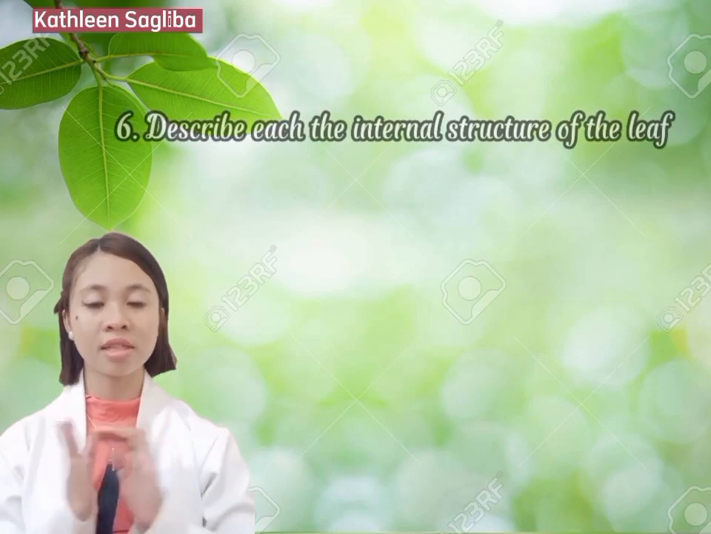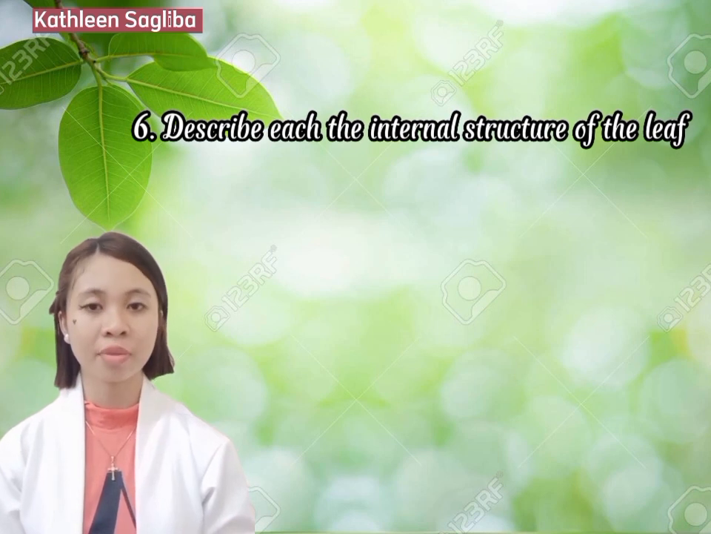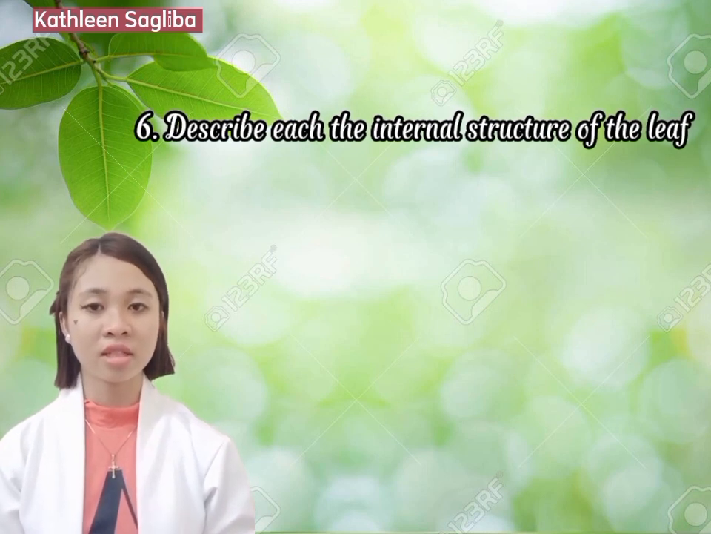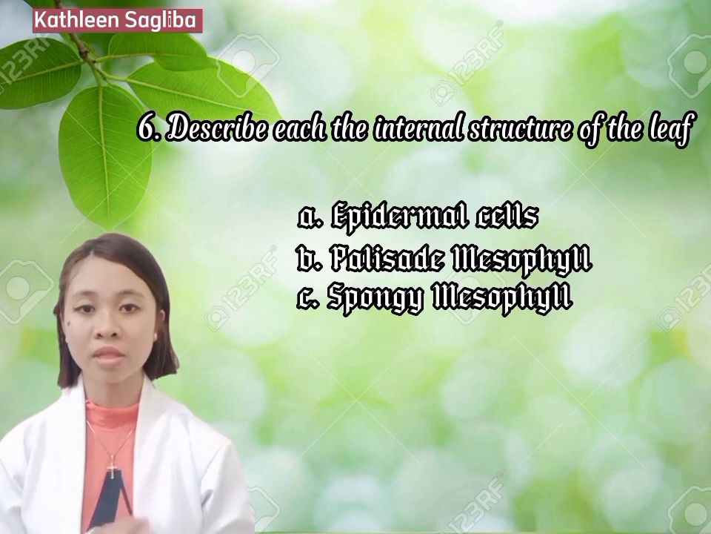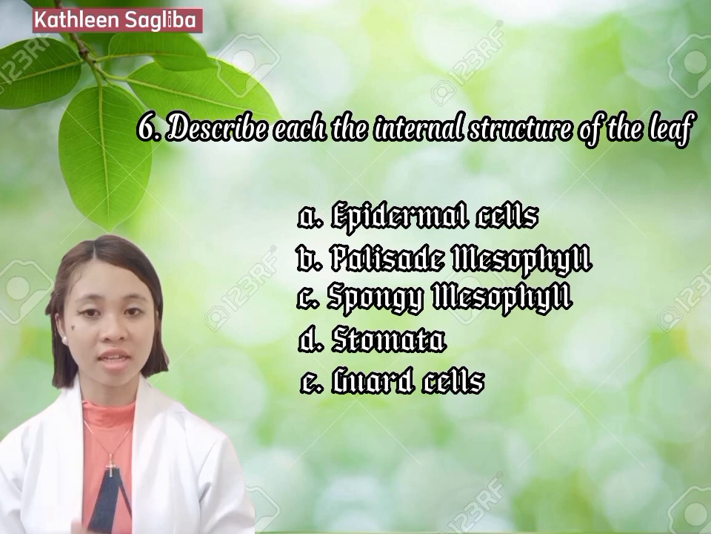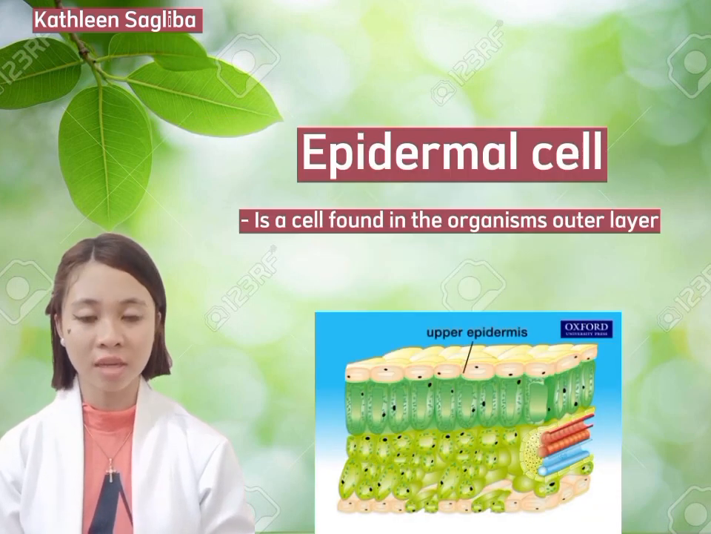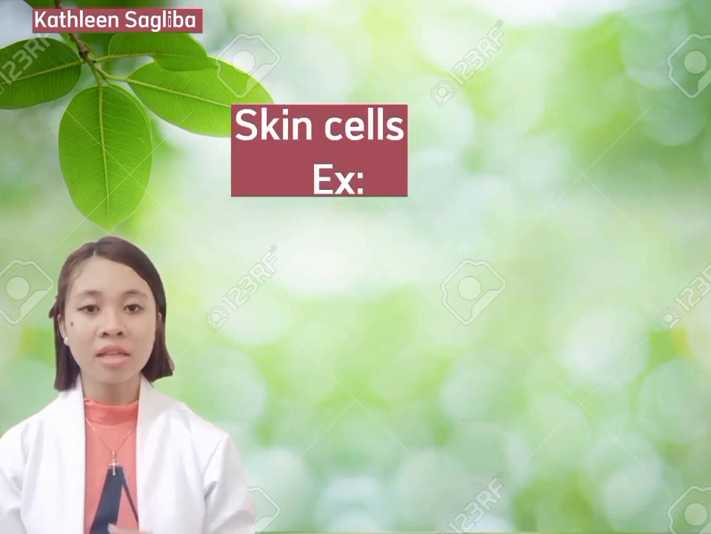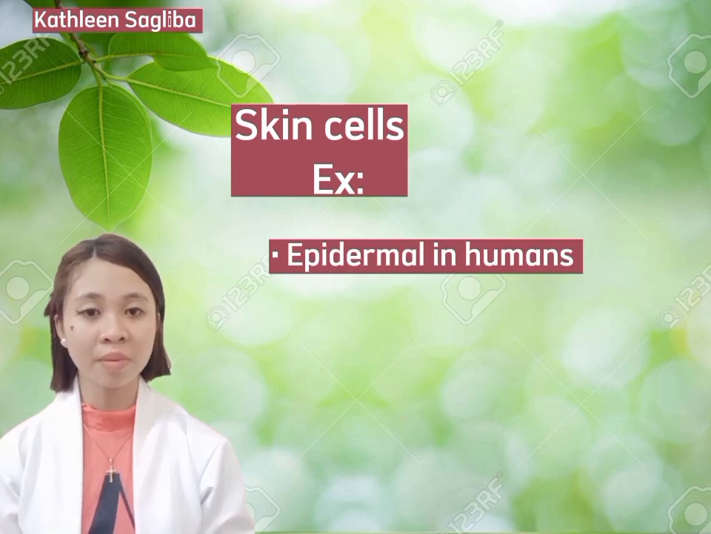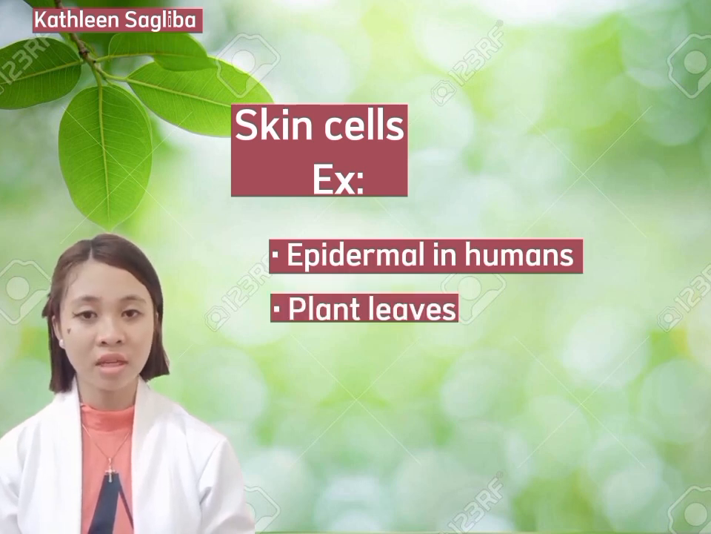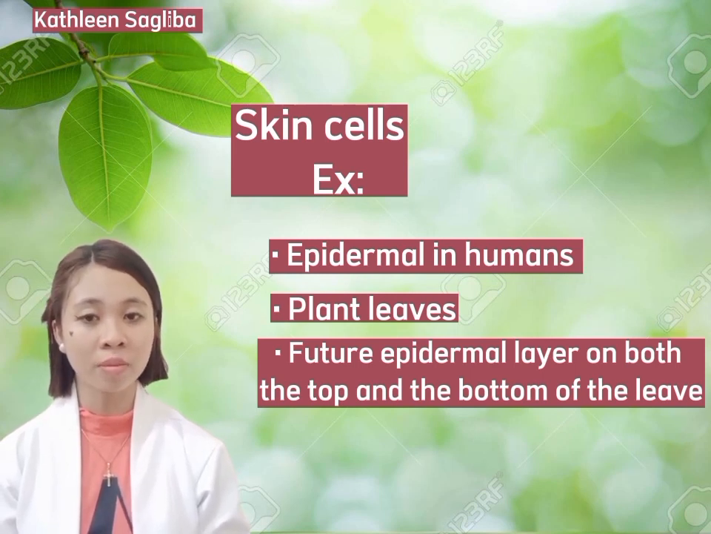Question number 6 is to describe the internal structure of the leaf. The first are epidermal cells, palisade mesophyll, spongy mesophyll, stomata, and guard cells. An epidermal cell is a cell found in the organism's outer layer. Skin cells, for example, are epidermal in humans. Plant leaves feature epidermal layers on both the top and the bottom of the leaf.